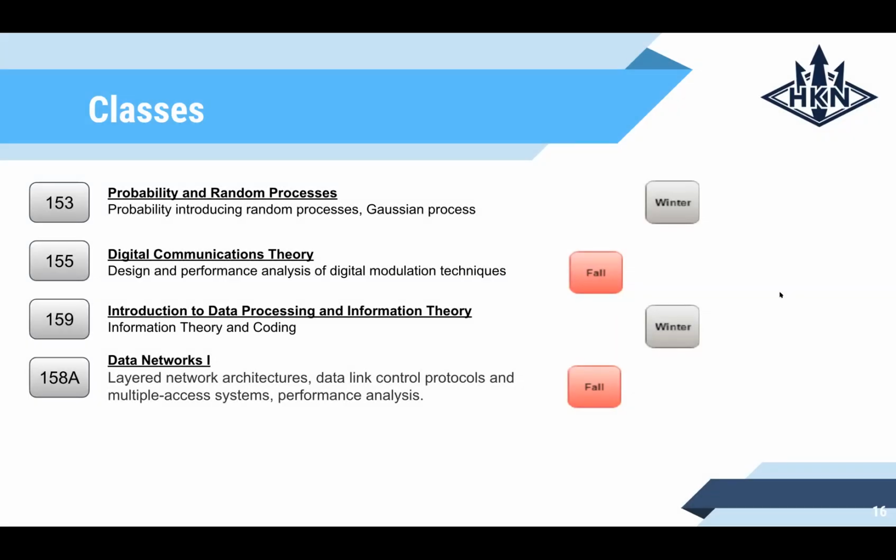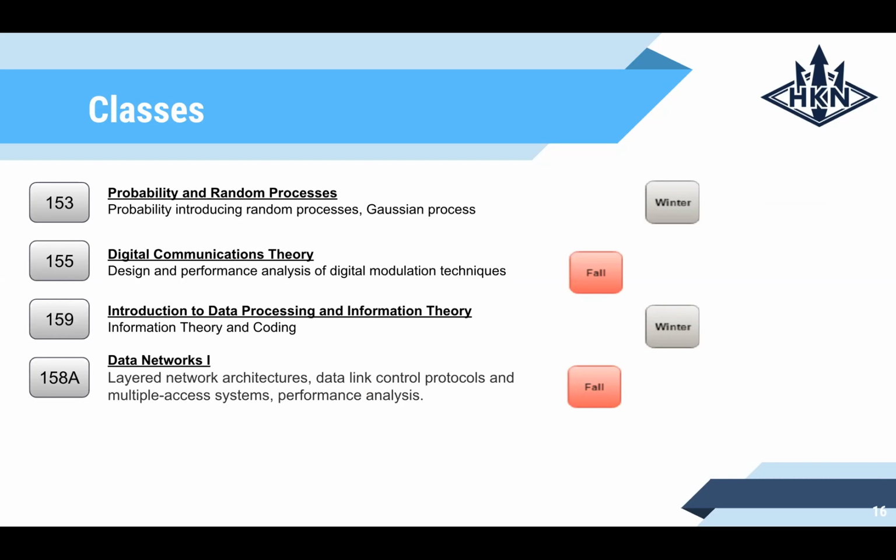All right, next slide. So these are the courses you'd be taking for a comm systems depth. First, looking at ECE 153. This is essentially an extension of 109, which covers probability and statistics. This is looking at random variables over time, which is the random process, and different properties of different random processes.